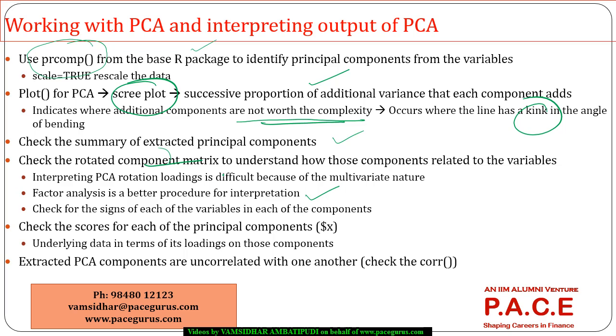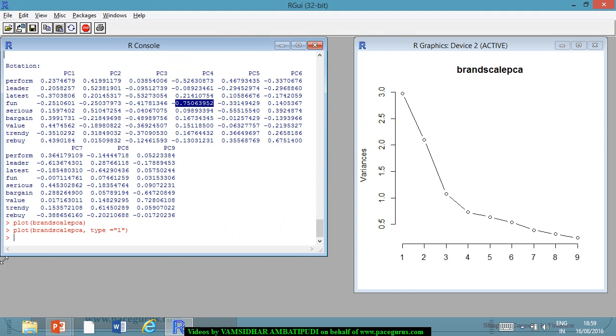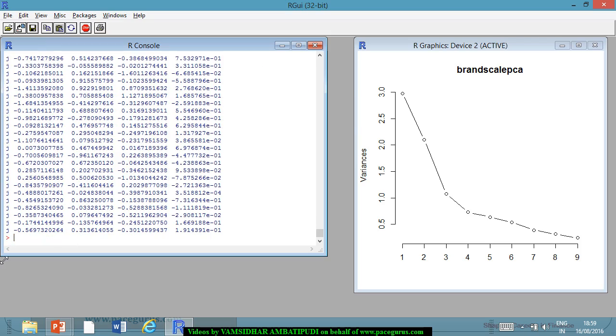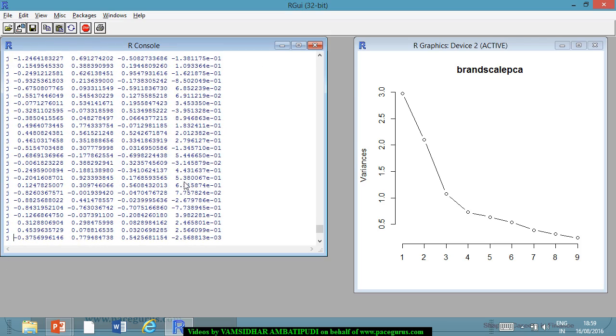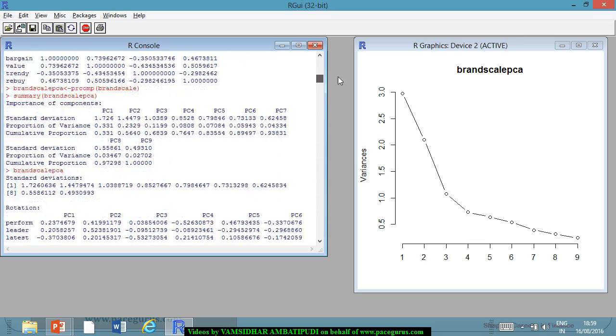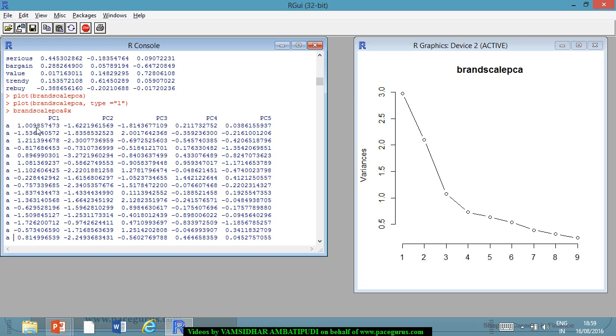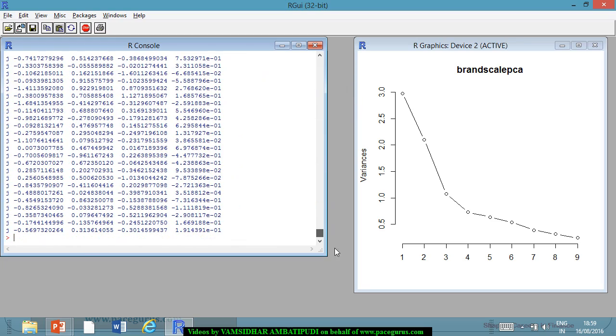But the more important thing than this is I can look at the scores for each of the principal components. So this is how the principal component got created. I can say brand scale PCA $X. This will give me the way in which this entire function got computed. Right? This is my PCA $X, which talks about the way each of these values are typically computed. And this is the coefficient matrix.